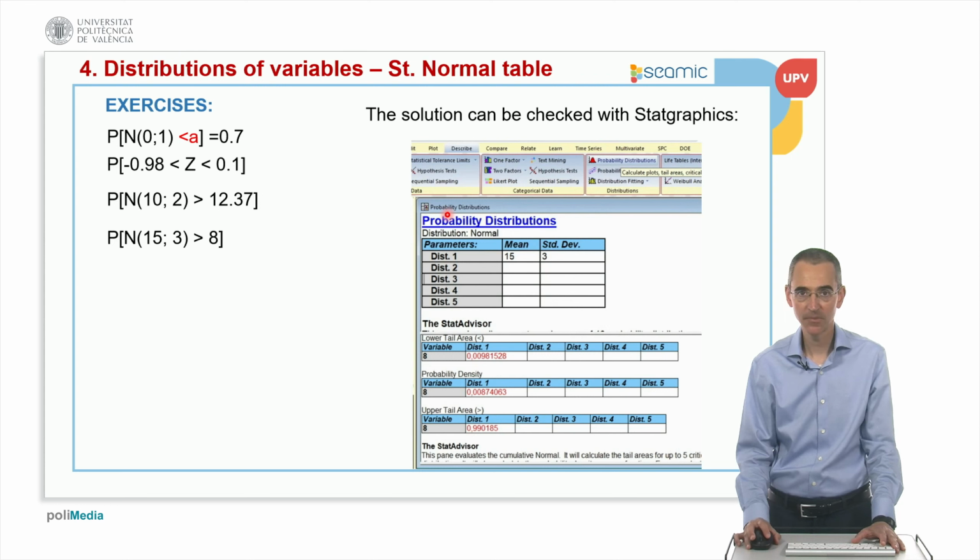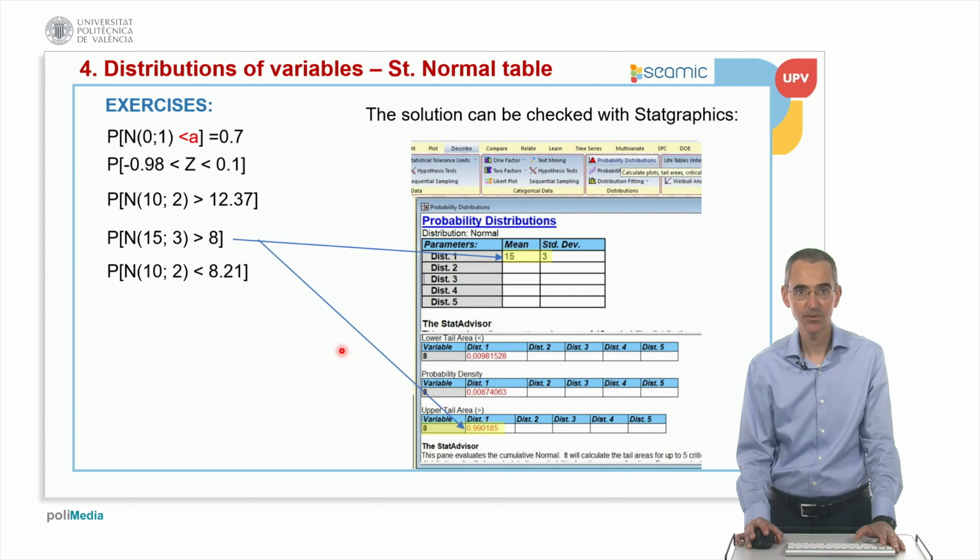There's an option called probability distributions where you can check the normal model. We indicate here that the mean in this case is 15 and that the standard deviation is 3, so that bigger than 8 is the value that we can introduce. This is exactly the value given by the software, and you should obtain nearly the same value with the table. That's how it works.